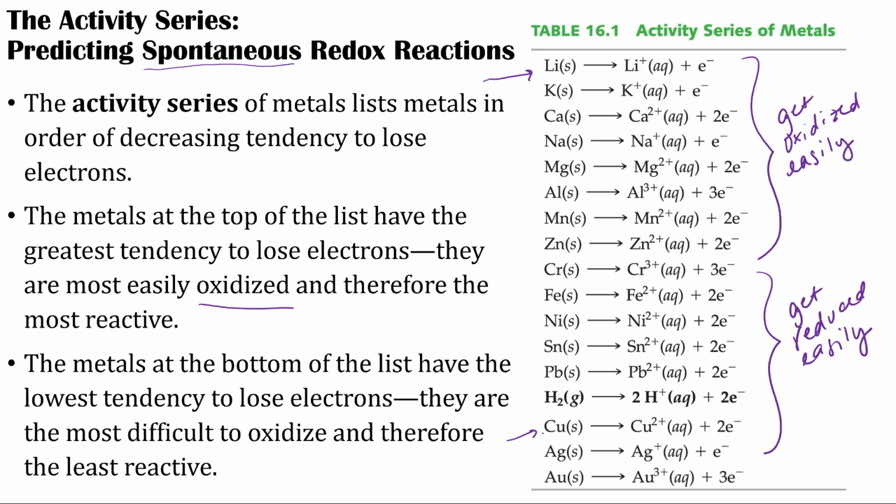If it was reversed and you were looking at reduction half reactions, then the ones on the bottom would be the most reactive, if that makes sense. So if it was written with this being the reactant and this being the product, then this would be at the very top because it doesn't like to be oxidized. It would rather be reduced.